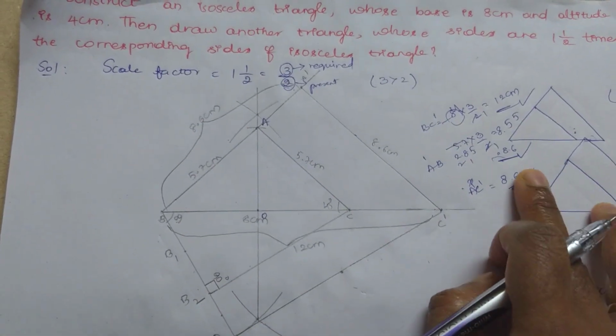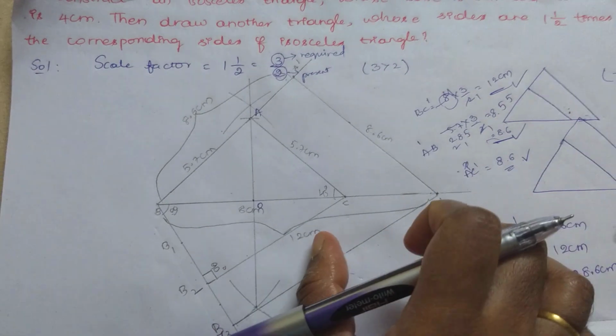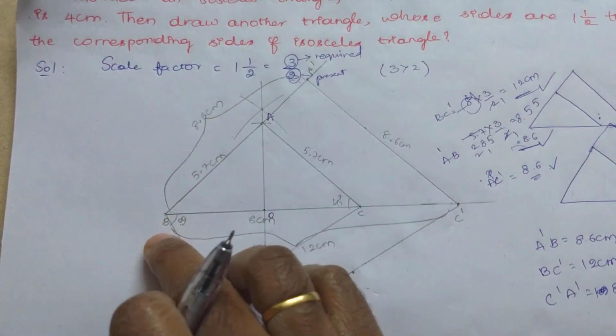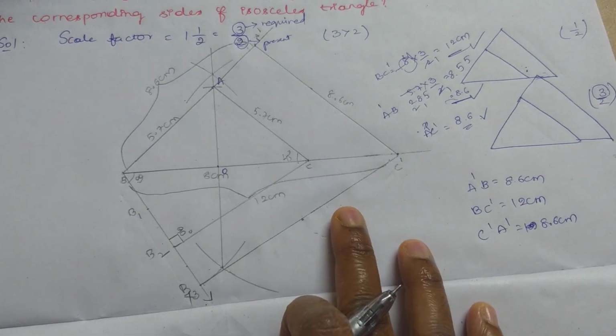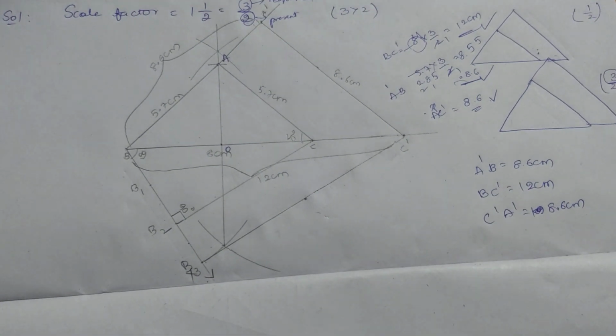So they asked us to draw another triangle, so we have drawn this triangle. So the new triangle is A dash B C dash. So this is the solution. Whatever we have done till now, let us put it in the construction steps.